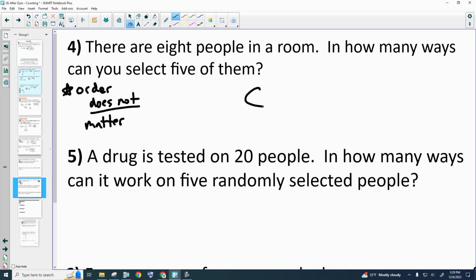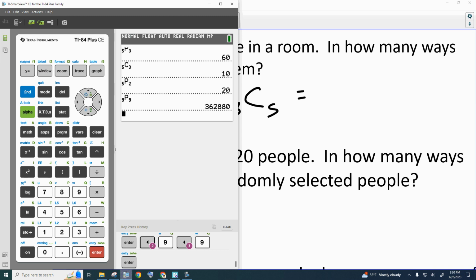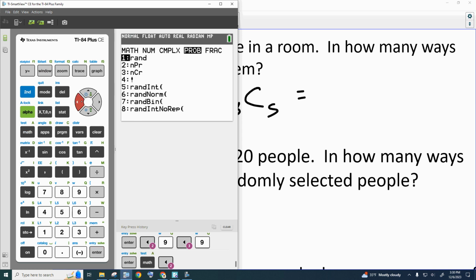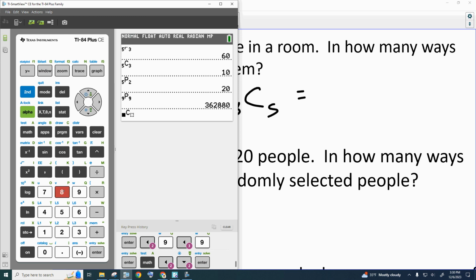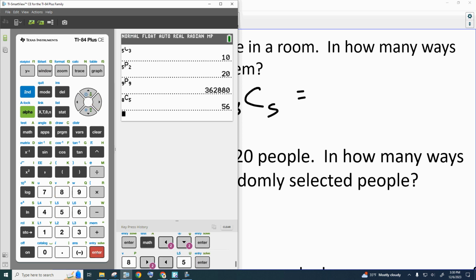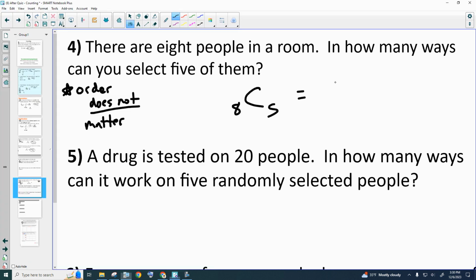So using my combination, this would be a combination of 8, choose 5, and I'm going to go to the calculator. Way faster if I can use this calculator to figure out the combination here. So 8, choosing 5, and I got 56 different ways. Now, generally, your numbers are going to be lower with combinations because the order doesn't matter.